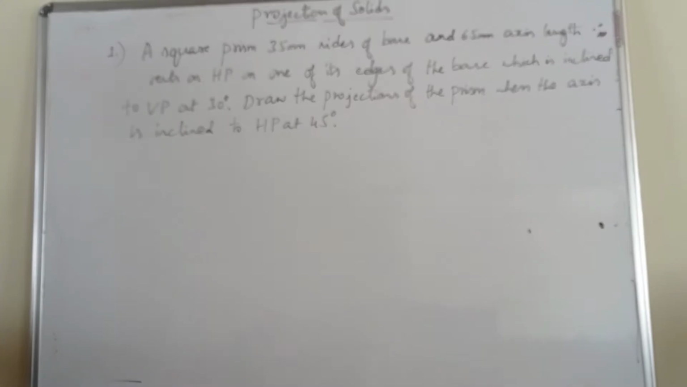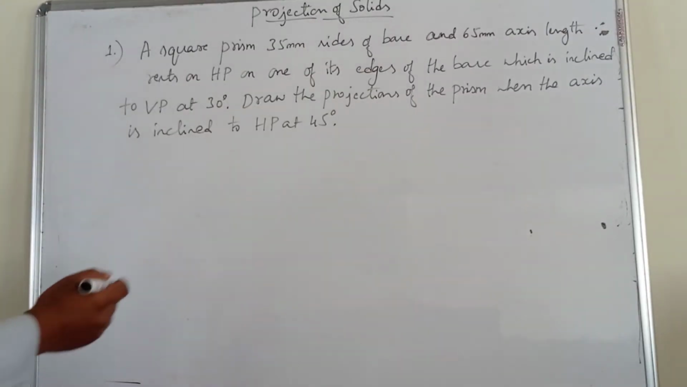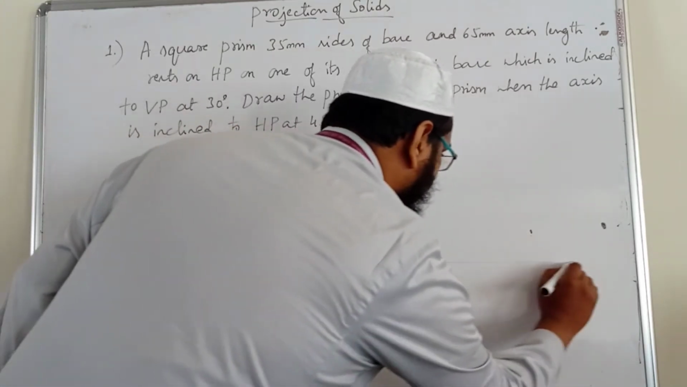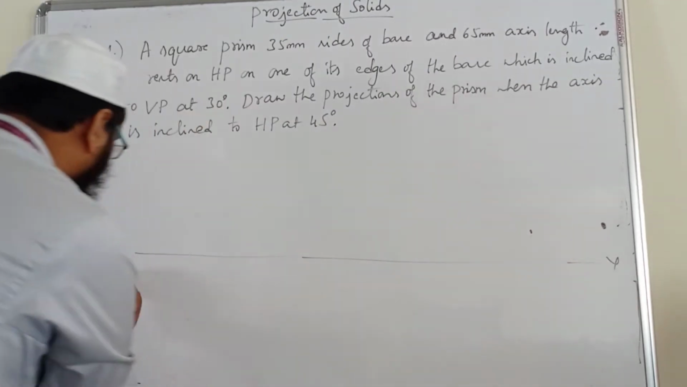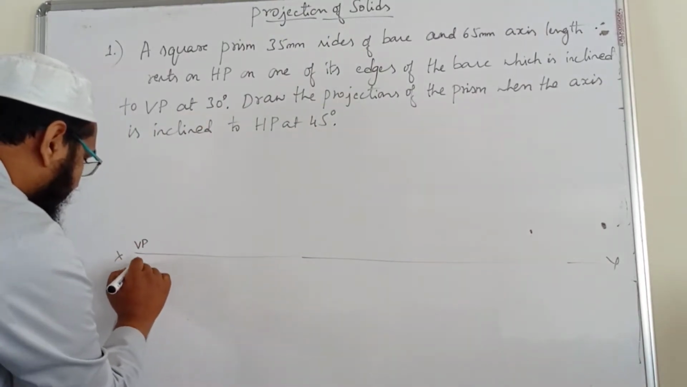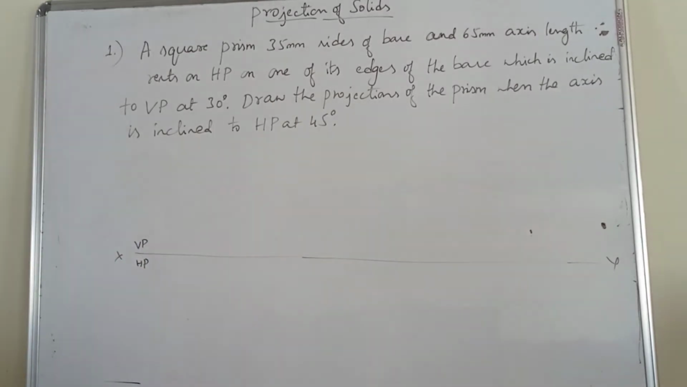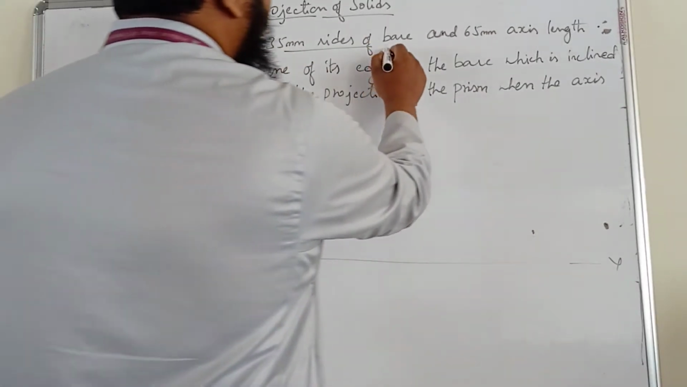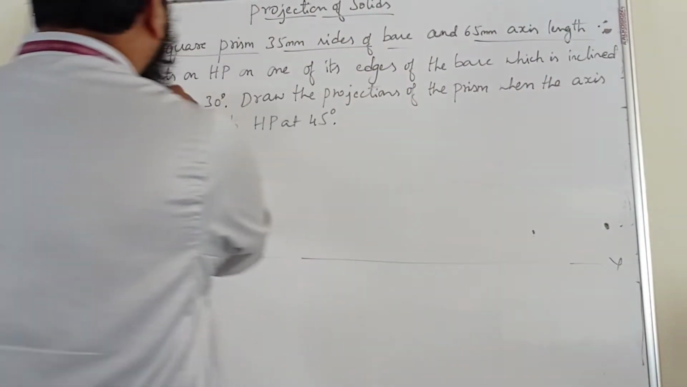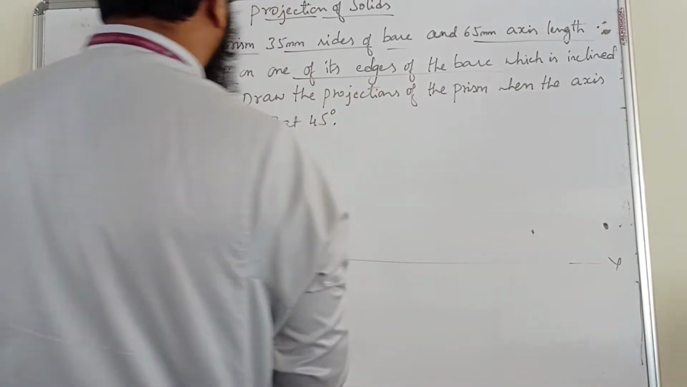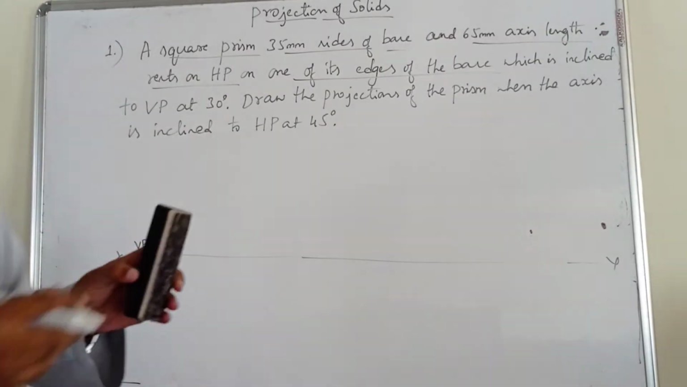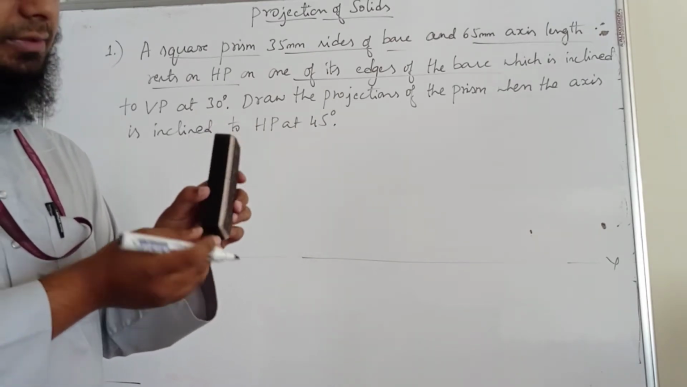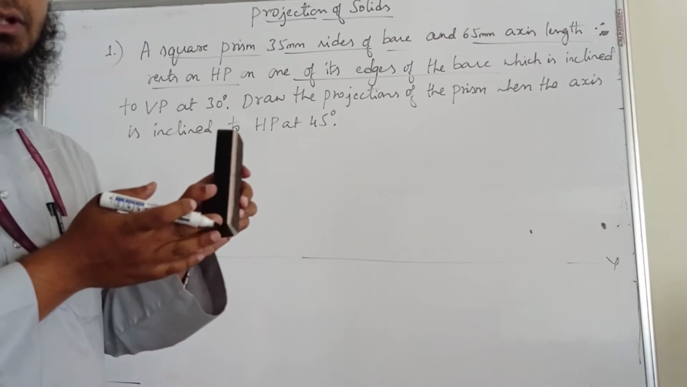Now we will proceed with the problem. In this problem we have to construct a square prism, with XY, VP, HP. The square prism has a base side of 35 mm and an axis length of 65 mm, and rests on HP on one of its base edges. Consider this is your square prism. We need to construct it with the base edge on the right hand side.